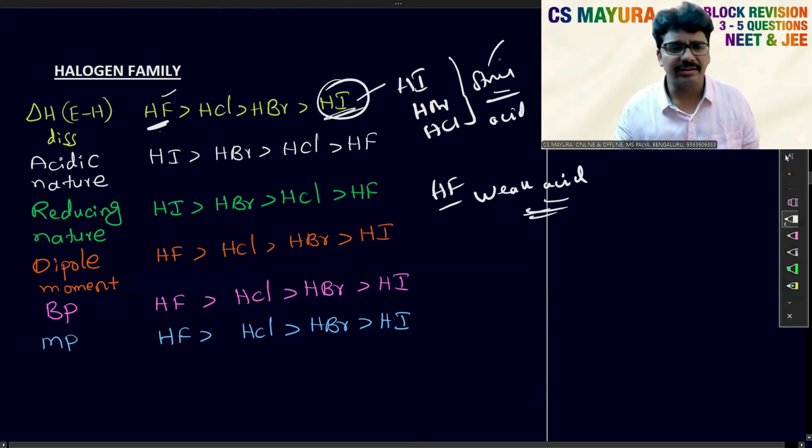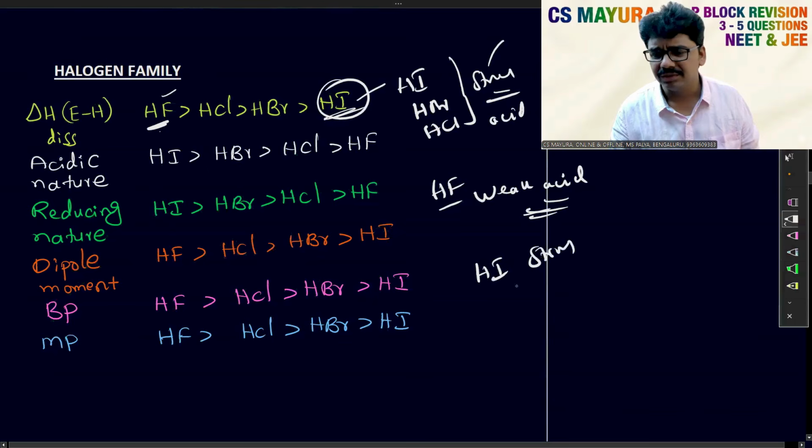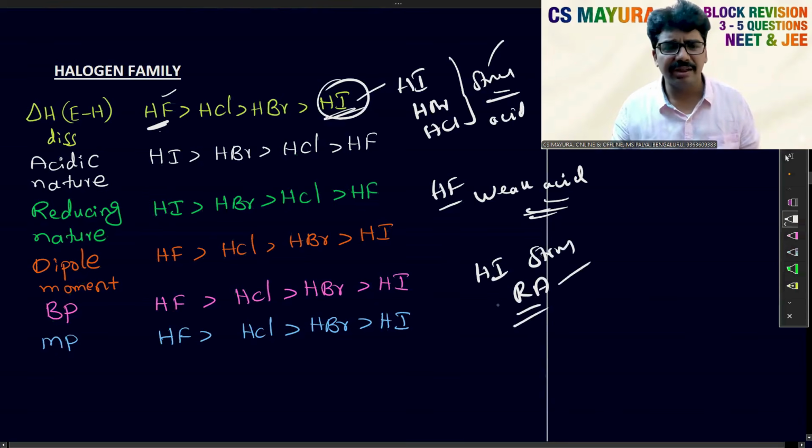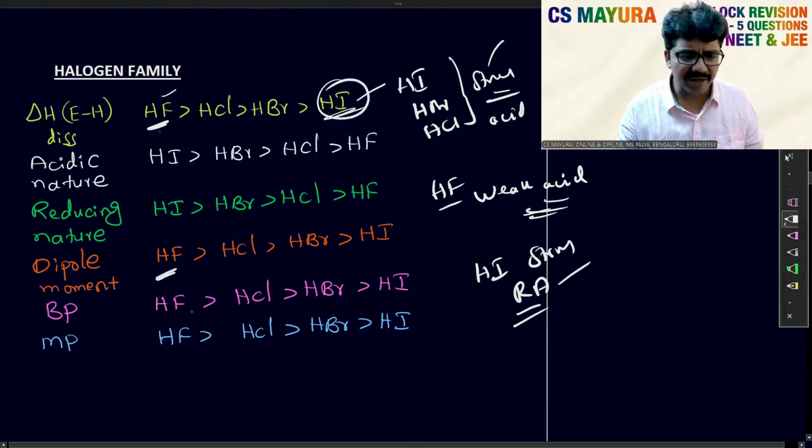These are strong acids. Next, HI is a strong reducing agent. Even in organic chemistry, we are using hydrogen iodide. It is a strong reducing agent because it easily produces hydrogen. Dipole moment is directly proportional to electronegativity difference.